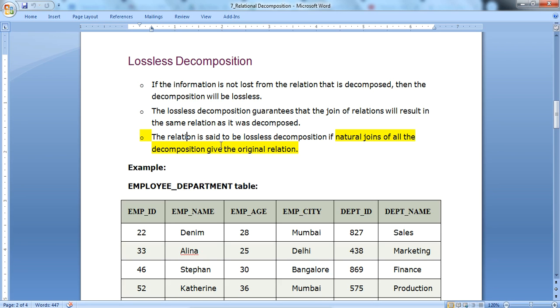The relation is said to be a lossless decomposition if the natural join of all the decomposed relations gives the original relation. It means after the decomposition we get the new relations, and the reverse of those new relations gives us the original relation. That is what we call lossless decomposition.